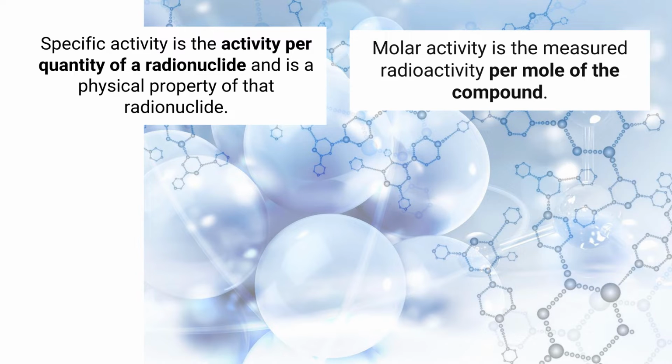Specific activity is the activity per quantity of a radionuclide, and it's a physical property of that radionuclide. So it's the amount of activity in radionuclidic form. Molar activity is, however, measured as the amount of radioactivity per mole of the compound, which is your radiopharmaceutical. So when we talk about specific activity, we are talking about the radioactive element, and when we talk about molar activity, we are talking about your radiopharmaceutical and how radioactive each of these are.